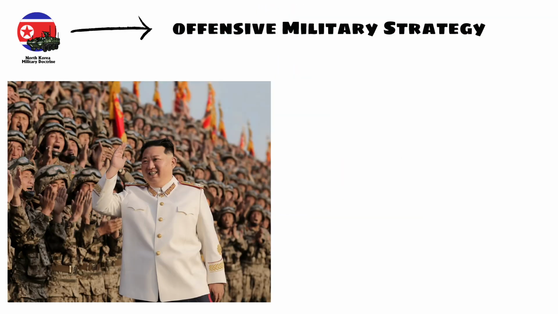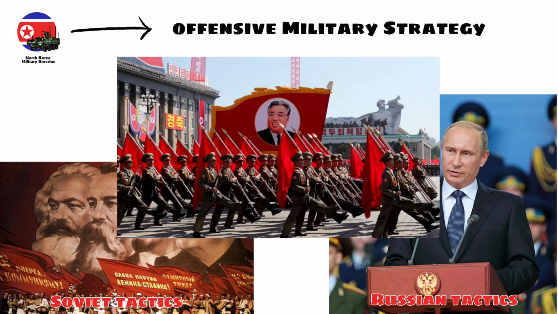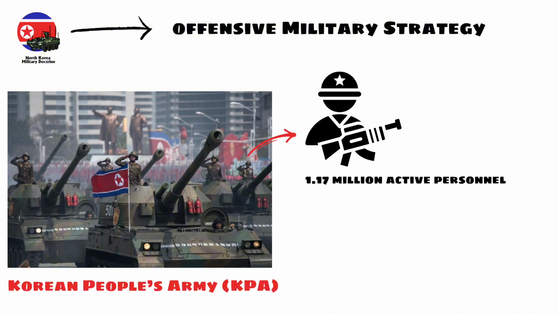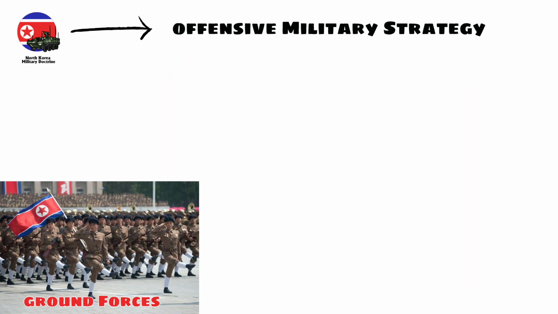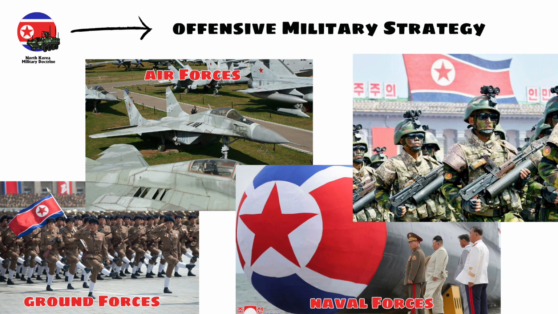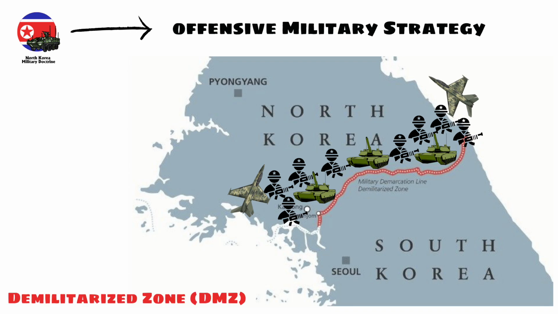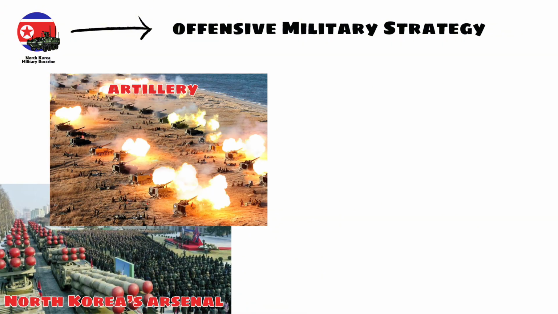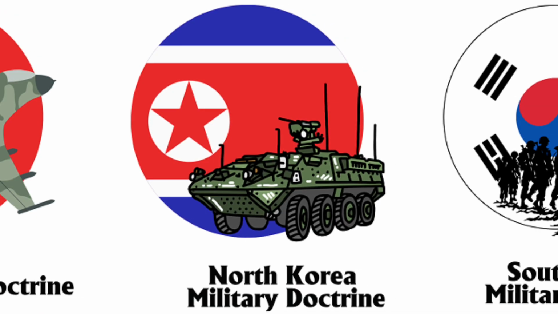North Korea military doctrine. North Korea's military strategy is offensively focused, aimed at reunification by force through surprise, overwhelming firepower, and speed. Influenced by Soviet and Russian tactics and rooted in historical resistance movements, the Korean People's Army, KPA, with 1.17 million active personnel and over 5 million reserves, is the primary tool for this strategy. It includes extensive ground, air, and naval forces, with a significant emphasis on special operations. The majority of KPA forces are strategically positioned near the Demilitarized Zone, DMZ, to facilitate rapid incursions into South Korea. North Korea's arsenal includes a large stockpile of artillery, chemical weapons, and ballistic missiles capable of targeting South Korea, Japan, and beyond.